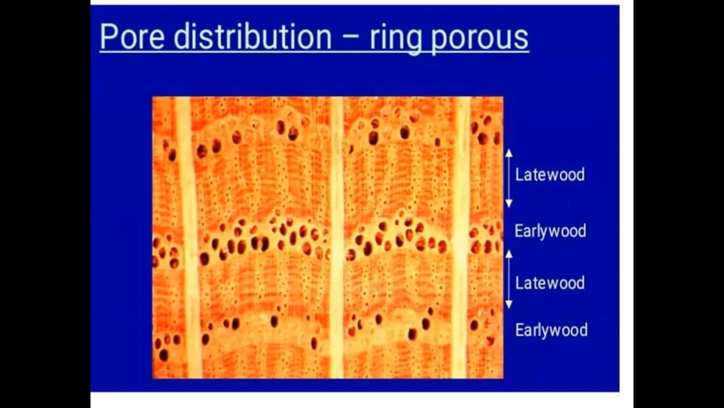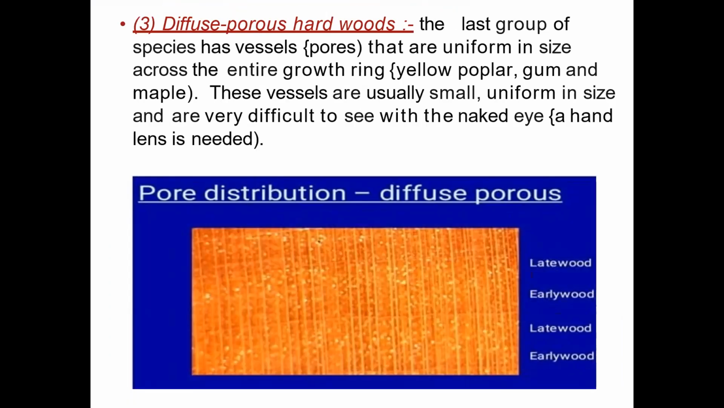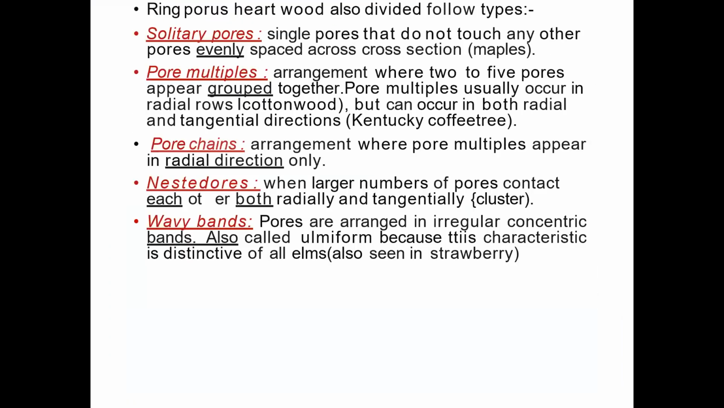Whereas in late wood, they are smaller in size. So based on the arrangement of vessels, the ring porous hardwood would again divide into different types. So solitary pores: here the single pores that do not touch any other pores, evenly spaced across the cross section. So single pores, which do not connect with any other one. These are called the solitary pores.